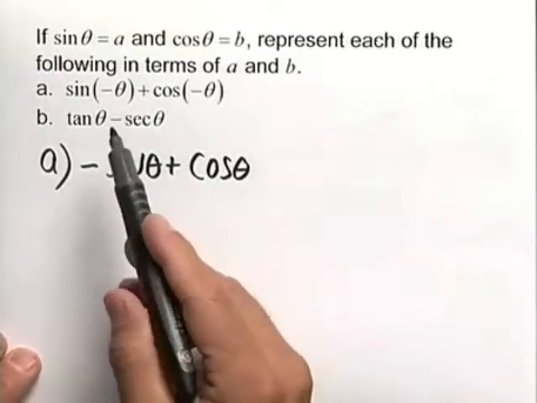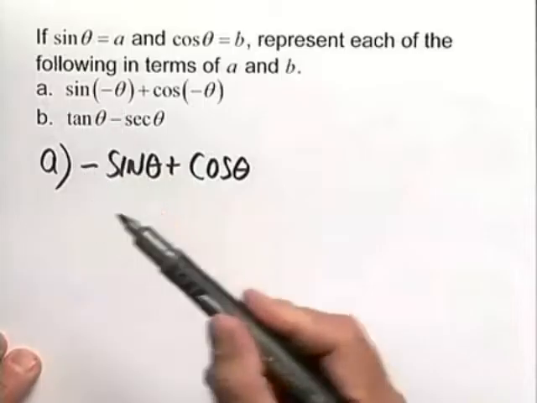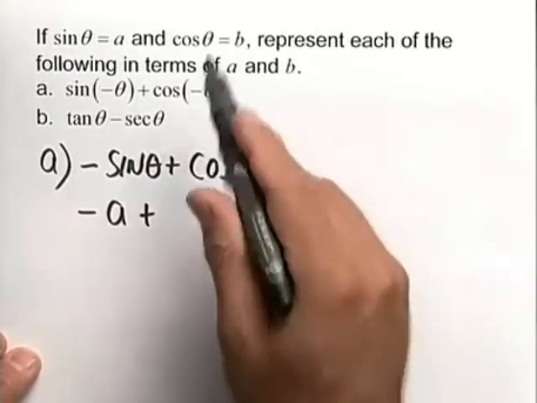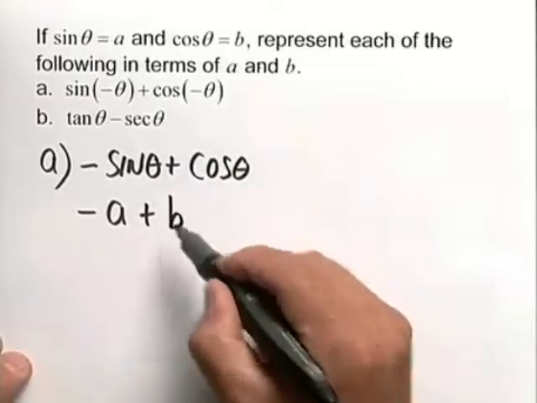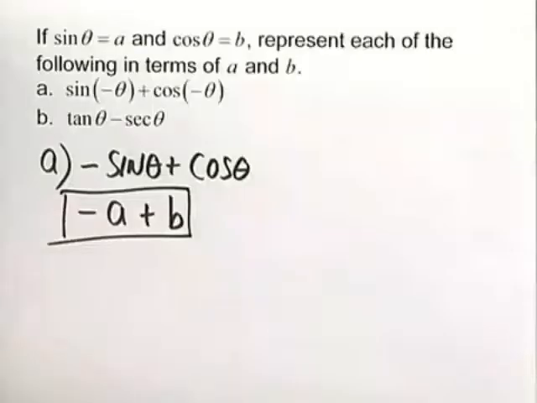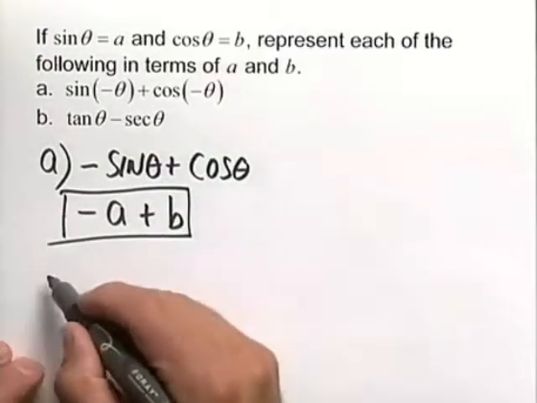So we can then write this in terms of A and B by saying if sine is A, then we have minus A plus the cosine of theta is B, we have minus A plus B. And that is our first expression in terms of A and B. Now let's look at part B.